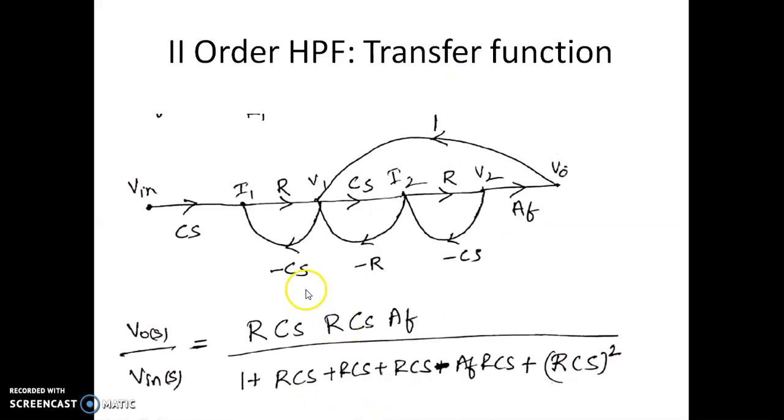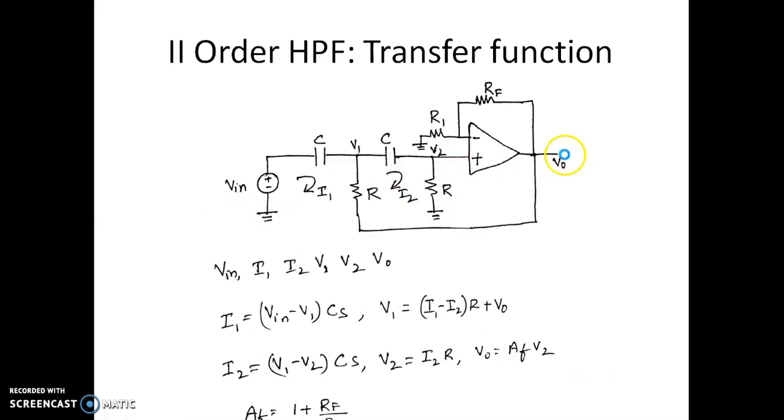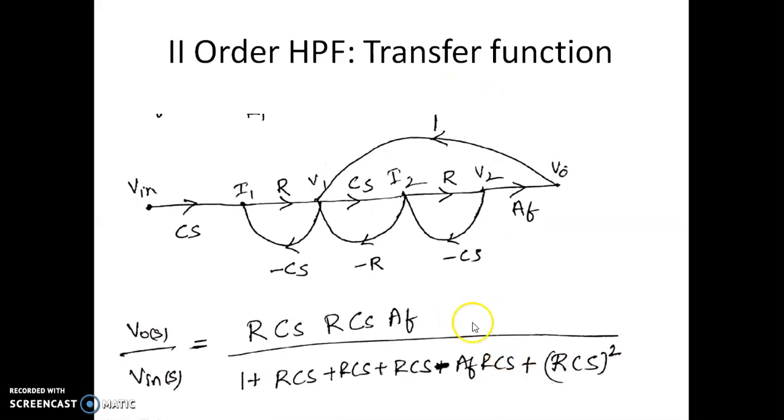Now using those circuit parameters, we can write a signal flow graph for that particular circuit diagram. This is how the signal flow graph looks for the different variables Vin, I1, V1, I2, V2 and then V0. This is constructed looking at these equations, and that will give you this particular signal flow graph.